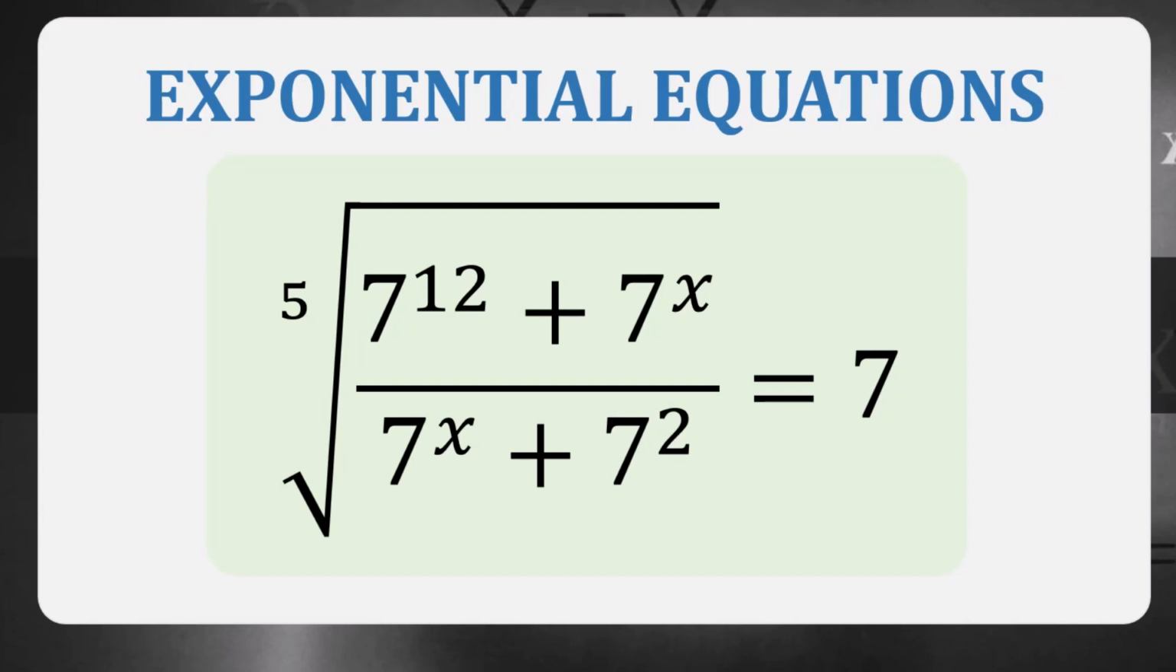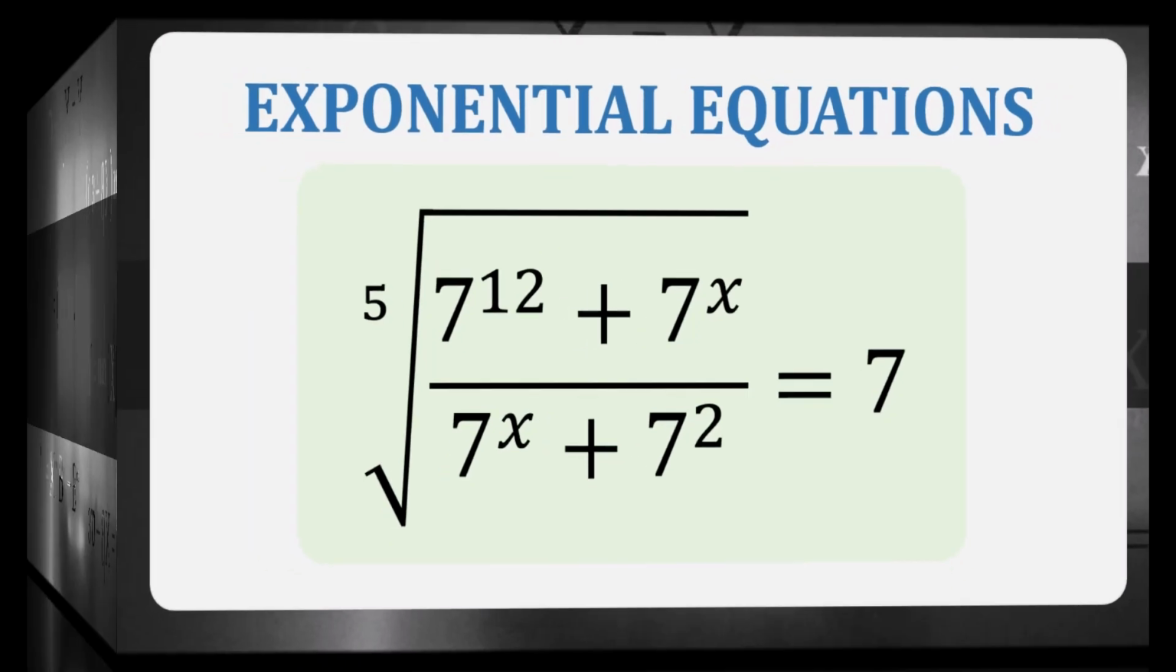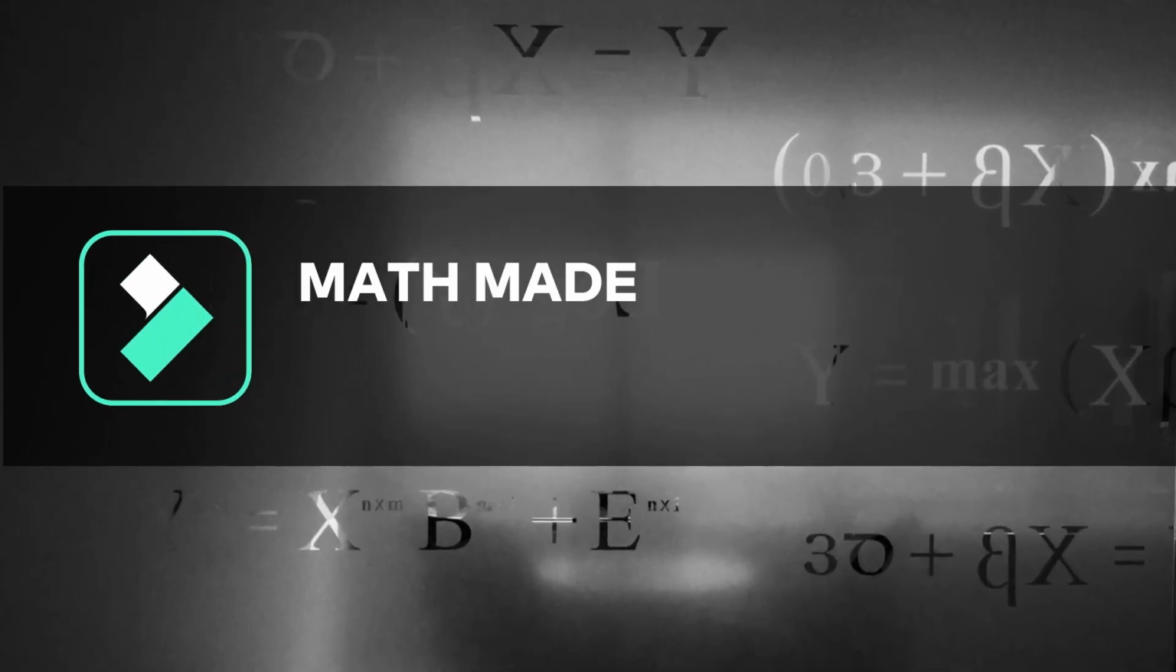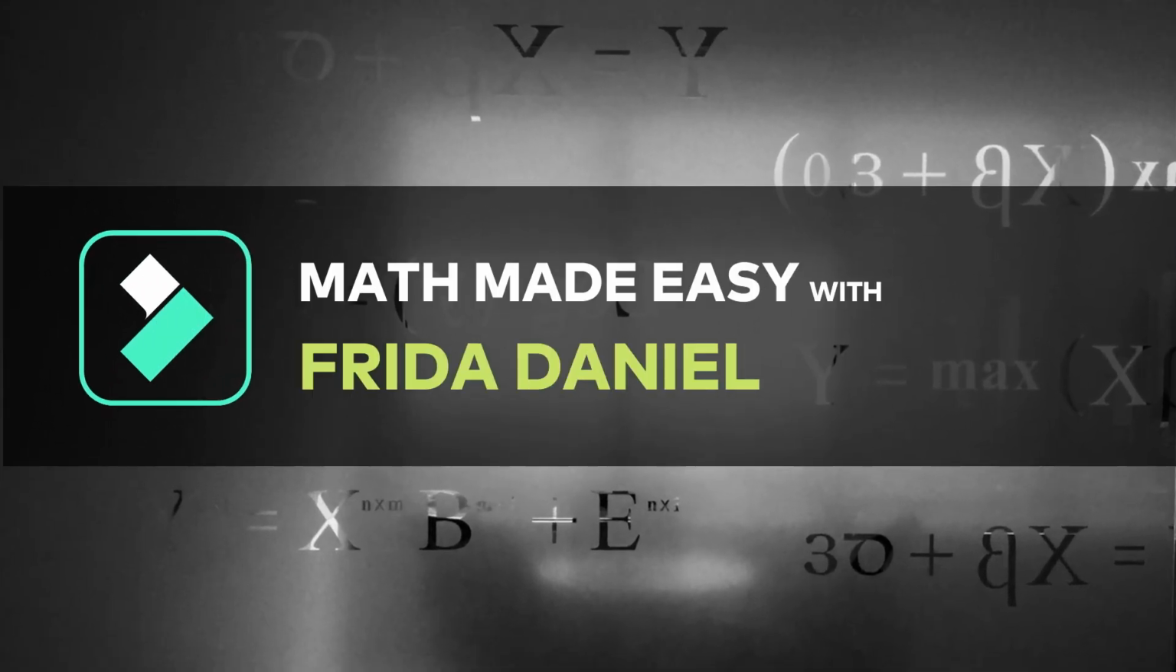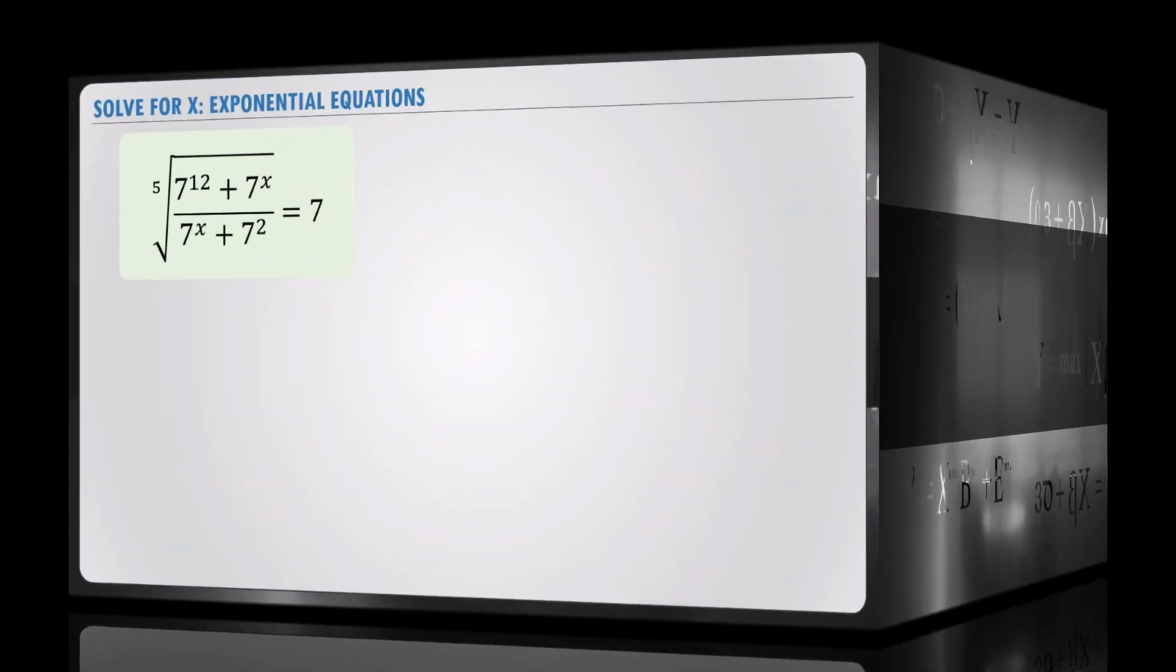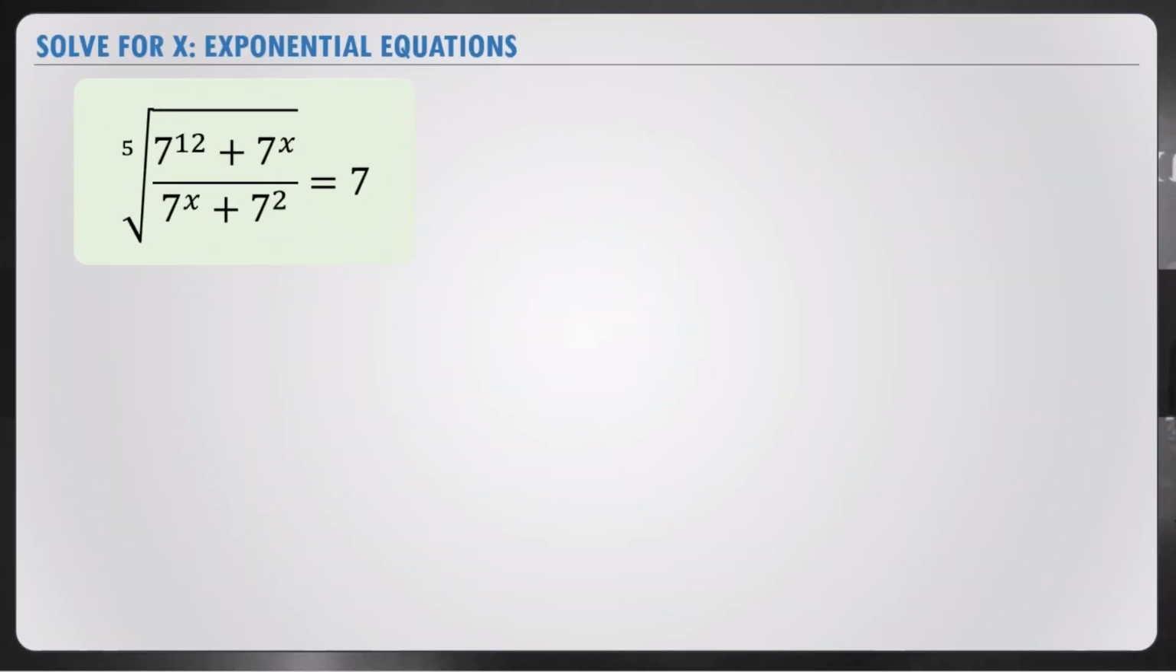Today we will be solving this exponential equation. We have here the fifth root of (7^12 + 7^x) over (7^x + 7^2) is equal to 7.